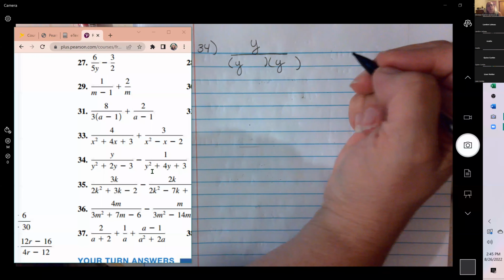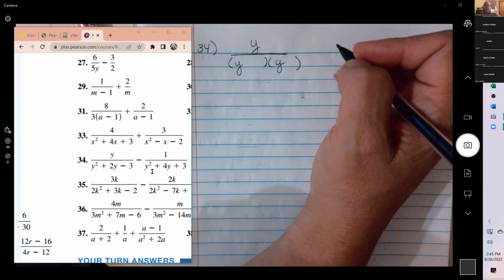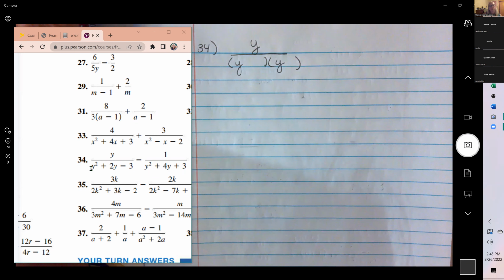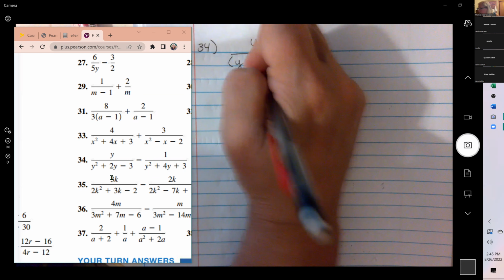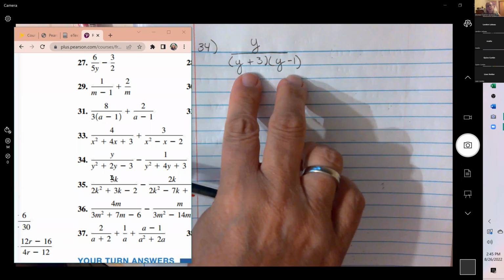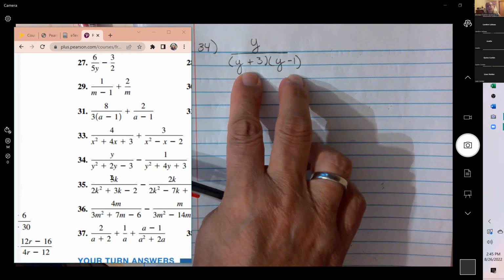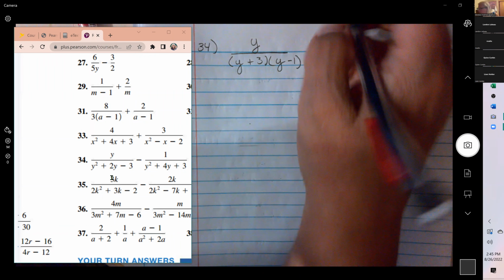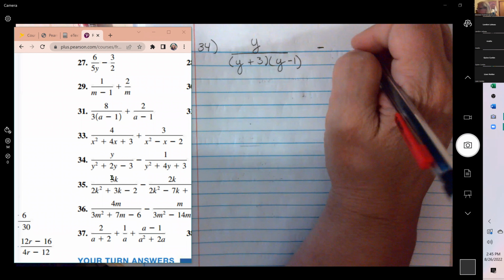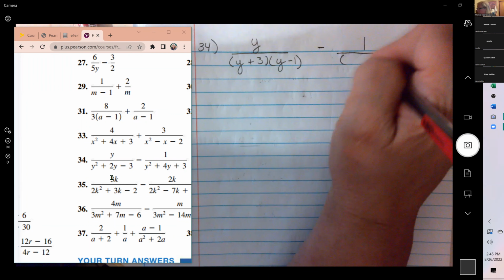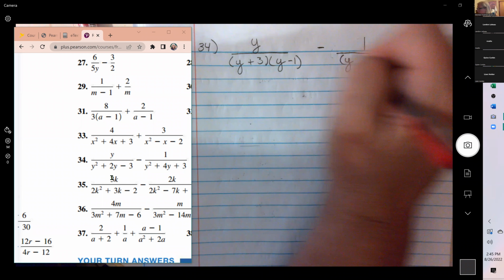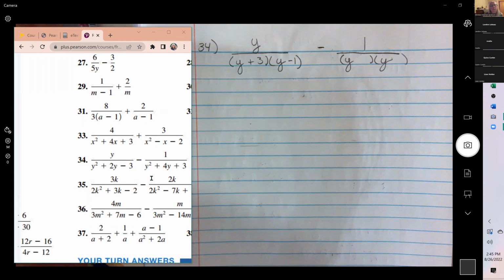So we need two numbers. When we multiply, we get a -3. When we add, we get a 2. So +3, -1. Because when we multiply, we get the -3. When we add, we get the +2. Minus 1 over. +3, +1. 3 times 1 is 3. 3 plus 1 is 4.